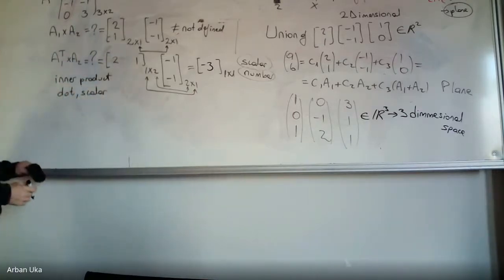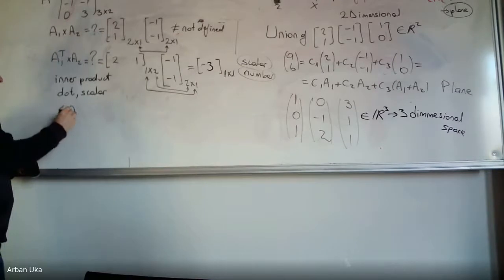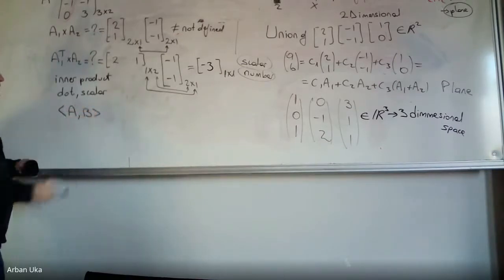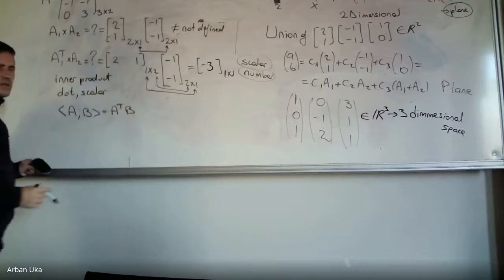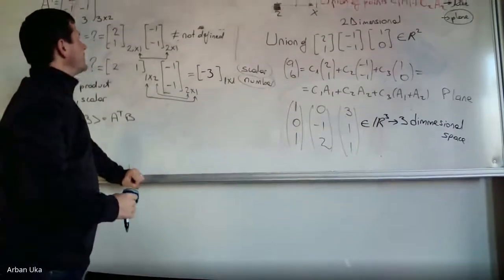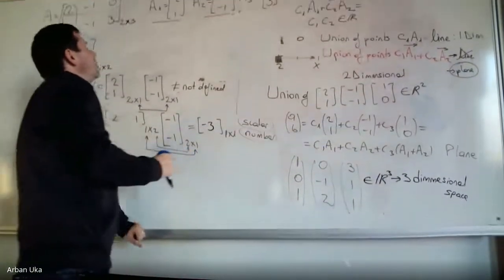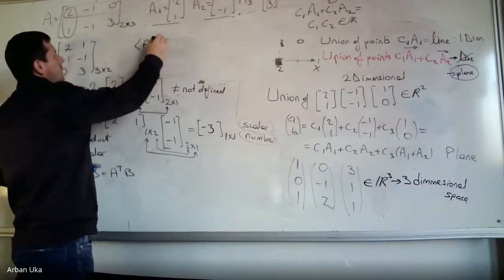The scalar product, the result is a number, not a vector. So this inner product we denote like this: A times B is equal to A transpose times B, assuming that A and B are both vectors, okay? So this is the inner product. And now we can also calculate the inner product of a vector with itself. So for example, what is going to be A1 with A1?